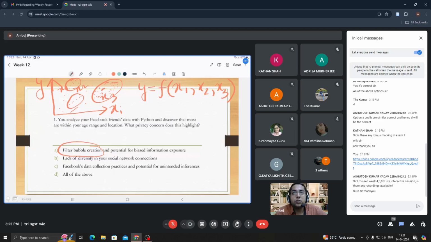Here the first option was filter bubble creation and potential for biased information exposure. What do you mean by this? My friend's data has matched with my own data. You analyze your Facebook friends' data with Python. A lot of examples I have already told you in my Python practice sessions. Go through them carefully to see how the particular thing is done. What are the steps?